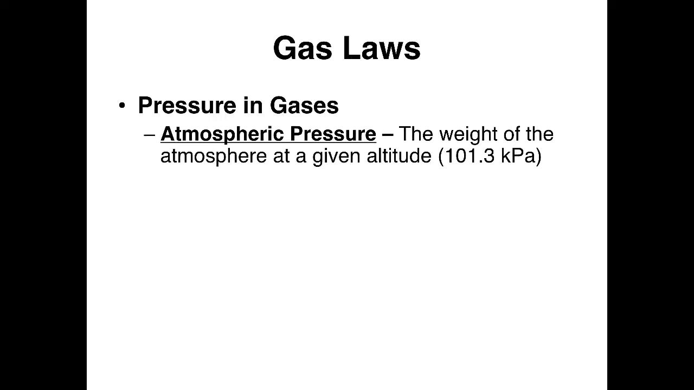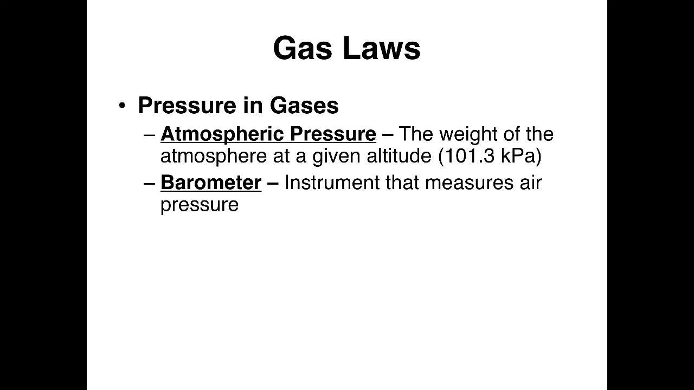The atmospheric pressure is the weight of the atmosphere at any given altitude, and it measures approximately 101.3 kilopascals, or 1.013 times 10 to the fifth pascals. It does change depending on what altitude on the Earth you're at the time of the measurement. A barometer is an instrument that measures air pressure.